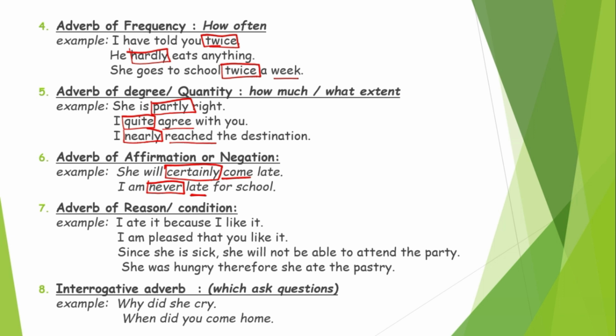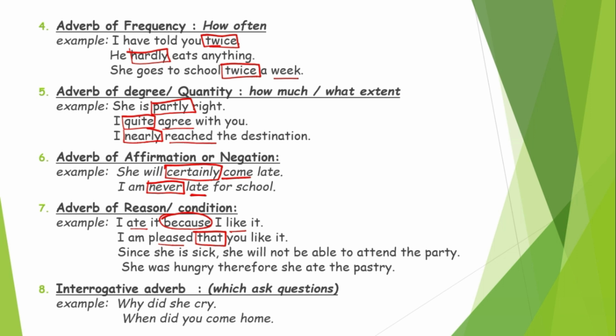Adverb of reason, or where there is a condition involved. I ate it because I like it. So here the condition is because. So here because is the adverb of reason. I am pleased that you like it. So I am pleased. But what is the condition? Why are you pleased? That you like it. So here this is the adverb of condition.